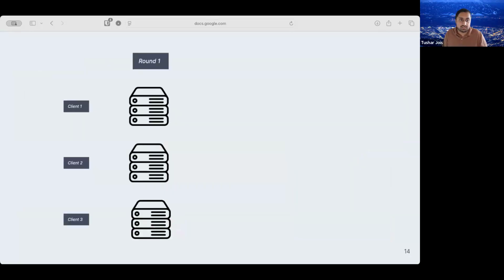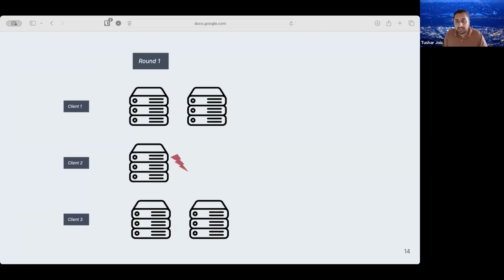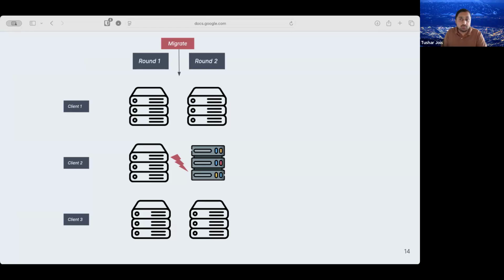Okay, so let's work through an example to give you a little more intuition on how we're going to do this migration. In the first round, we have some spot instances running, clients 1, 2, and 3. Let's say that client 2 receives a notification that it's going to be revoked or preempted. That means client 1 and client 3 will proceed into the next round as normal, but client 2 will have to be migrated to a new node. So we take the state that was running in round 1 on client 2 and move it to a new spot instance. Then we can continue round 2 as before. Now client 2 is logically on a different instance, but we can continue our protocol.